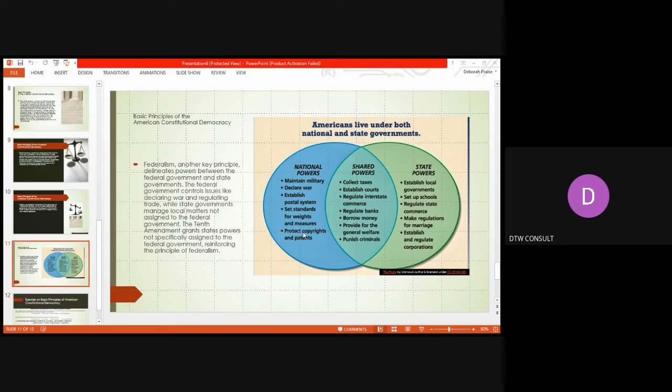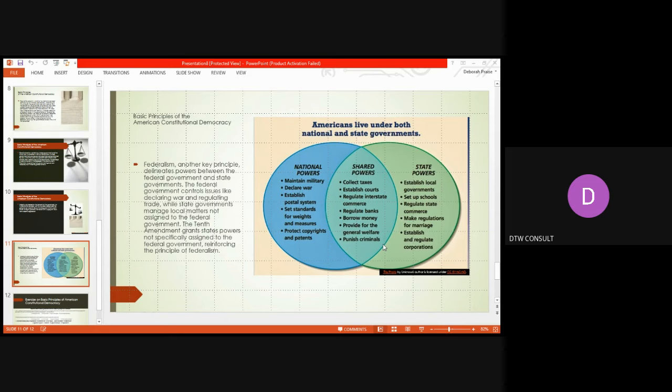So let's quickly move over to the powers that the states have. The state powers. Okay, so if you go to the state powers, number one, their powers include establishing local governments. They set up schools. They regulate state commerce. So if you are doing business in a particular state, they regulate it. And they make regulations for marriage, right?